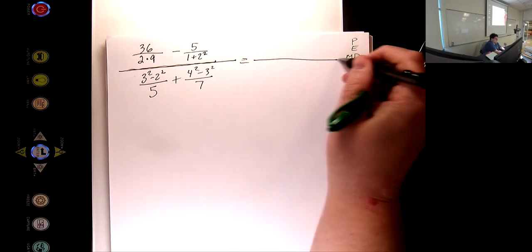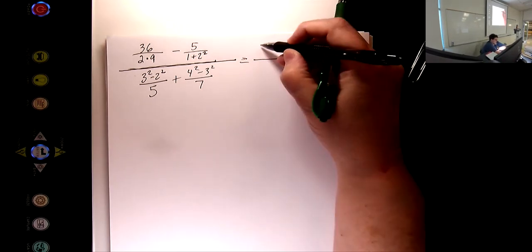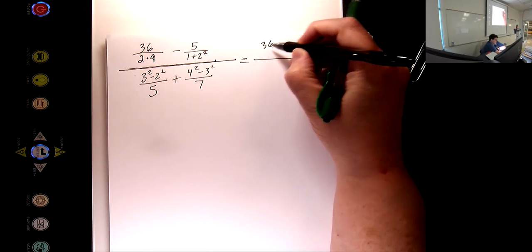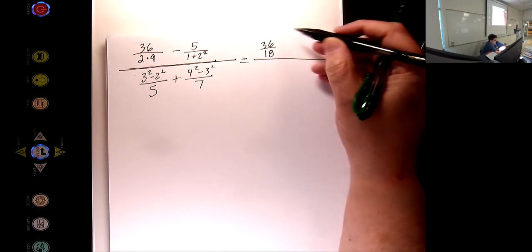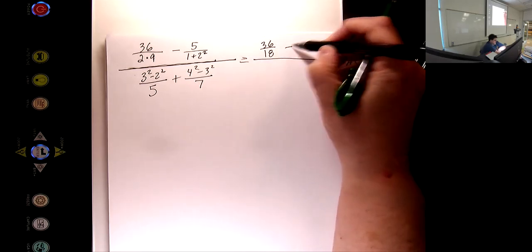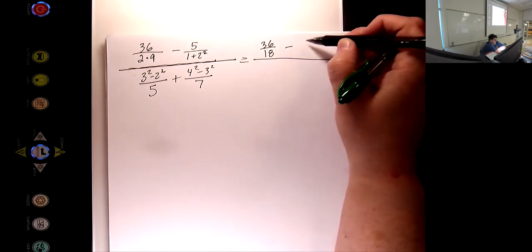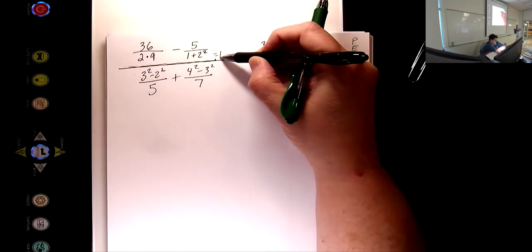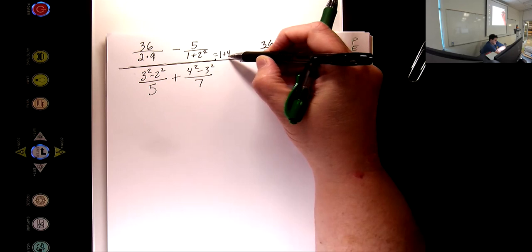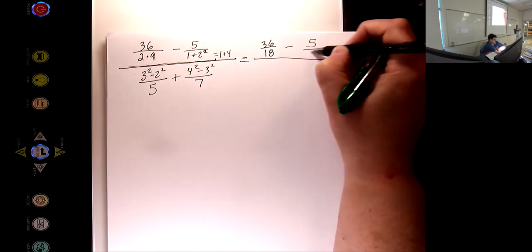Looks like no one else is writing, so we'll go along the lines. 36 I'll leave the same. I've got 2 times 9, I'm gonna deal with that right now, that's 18. And that'll be that fraction, and I'll do more with it in a second. The 5 is gonna be the 1 plus 2 squared turns into 1 plus 4. So 1 plus 4 is 5.